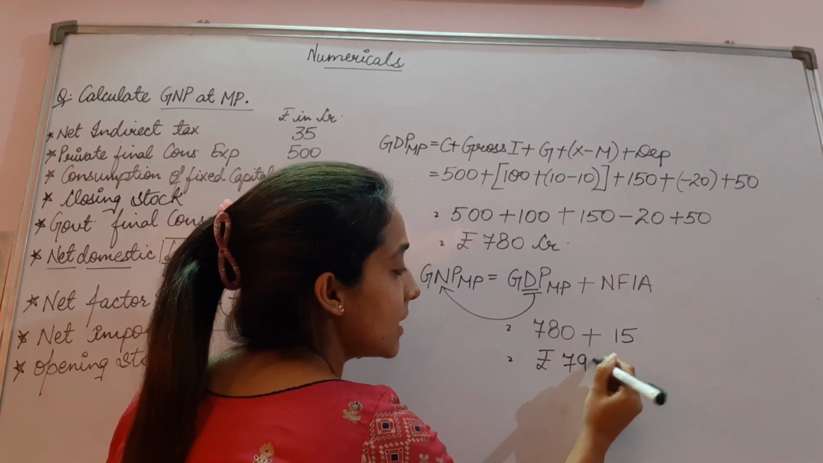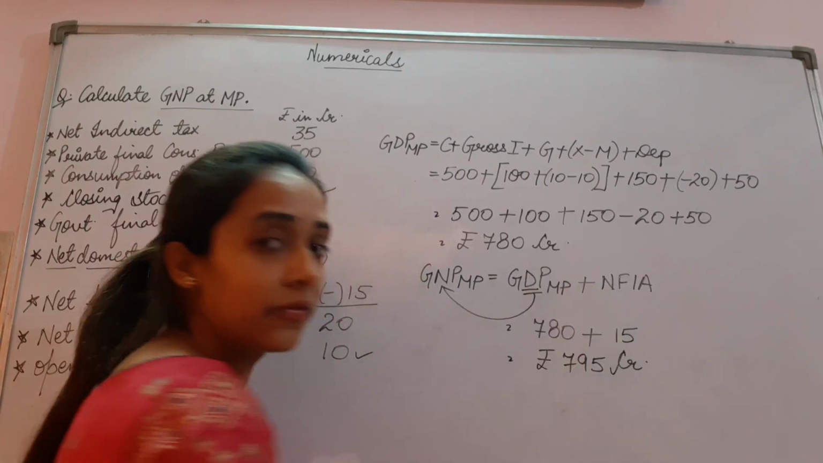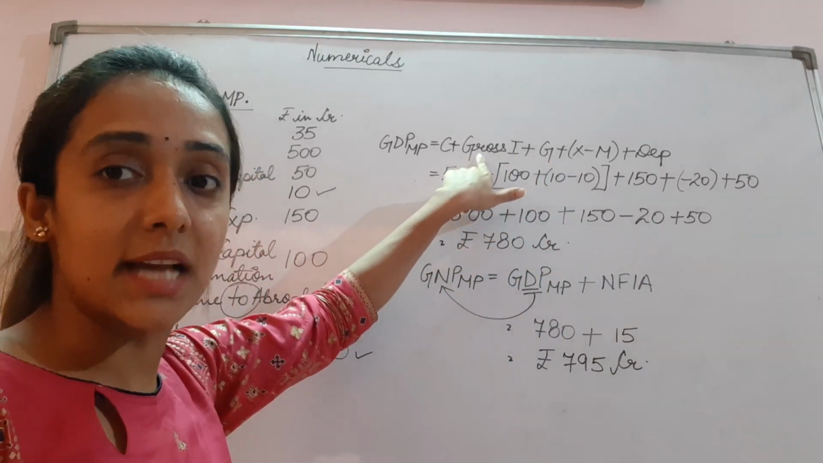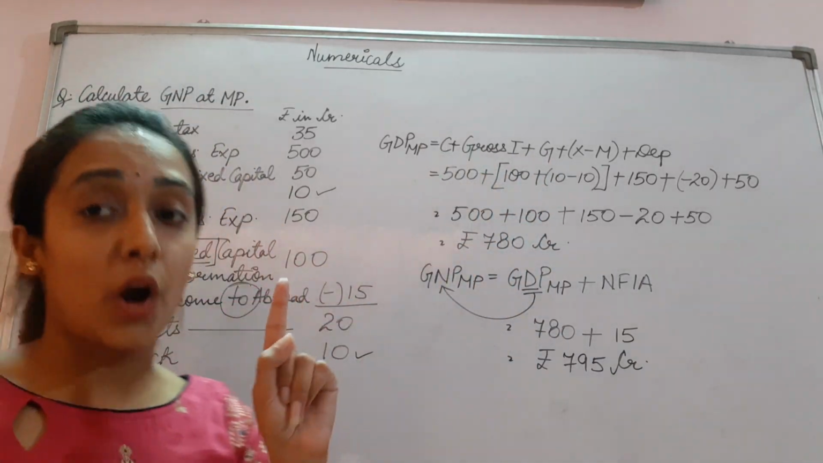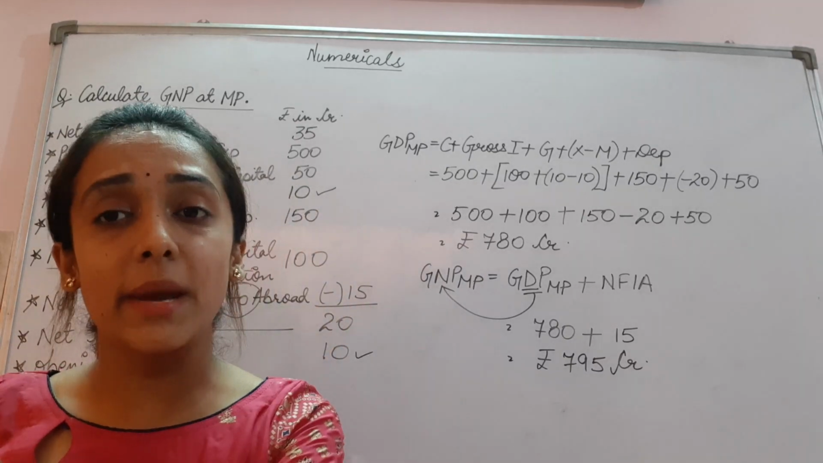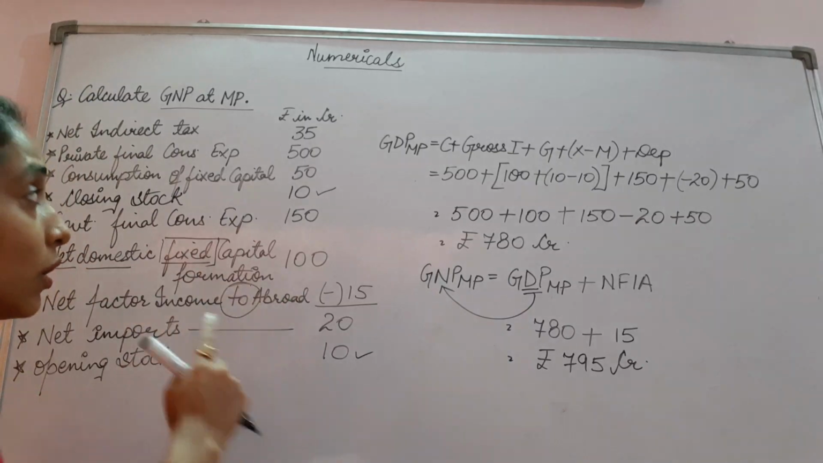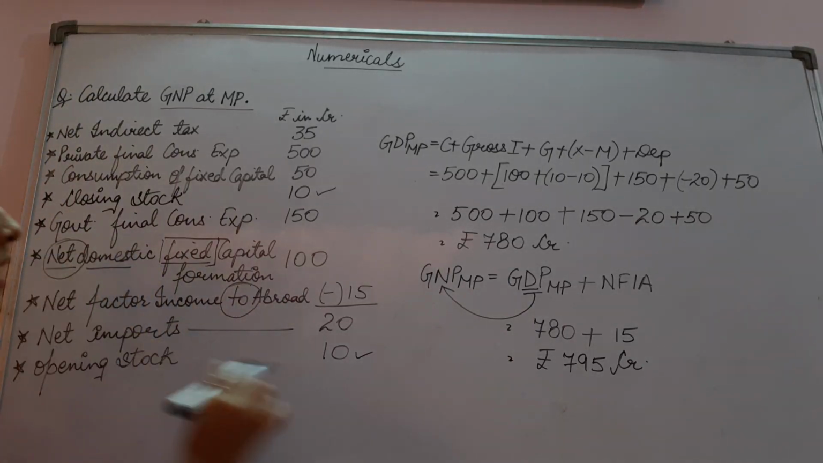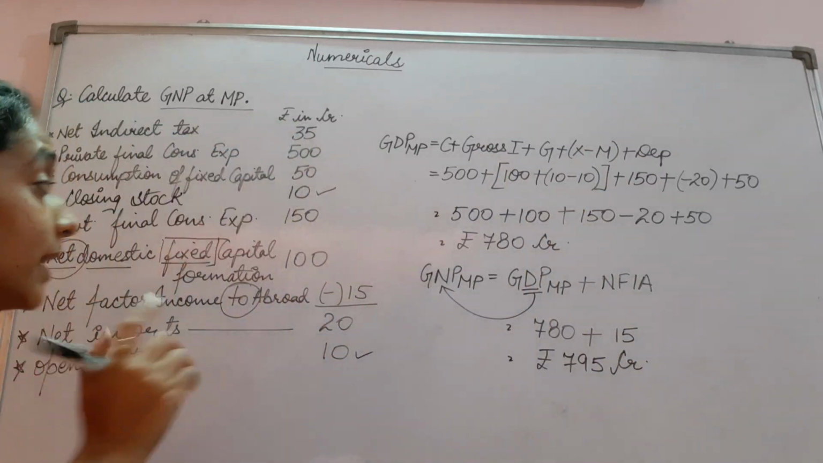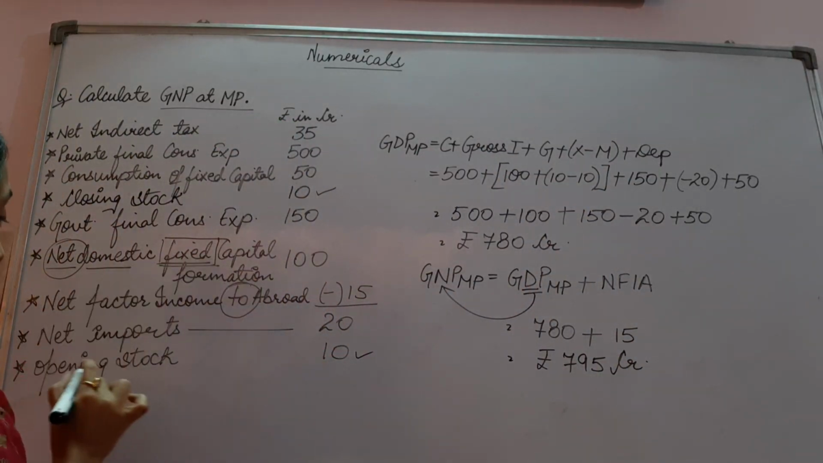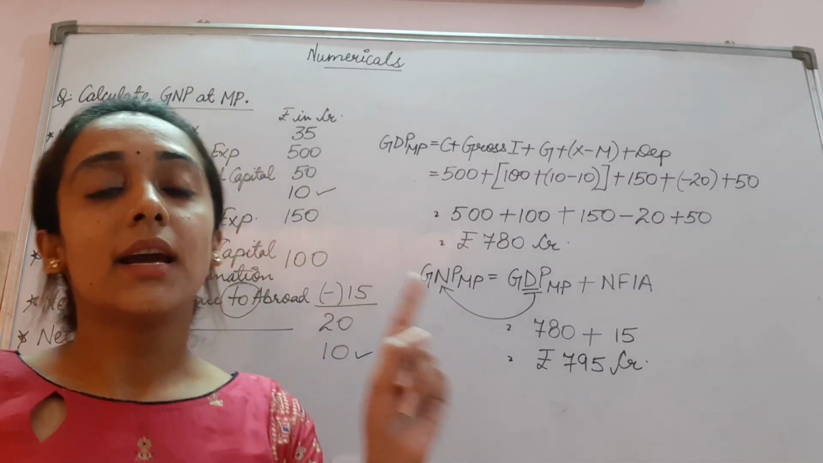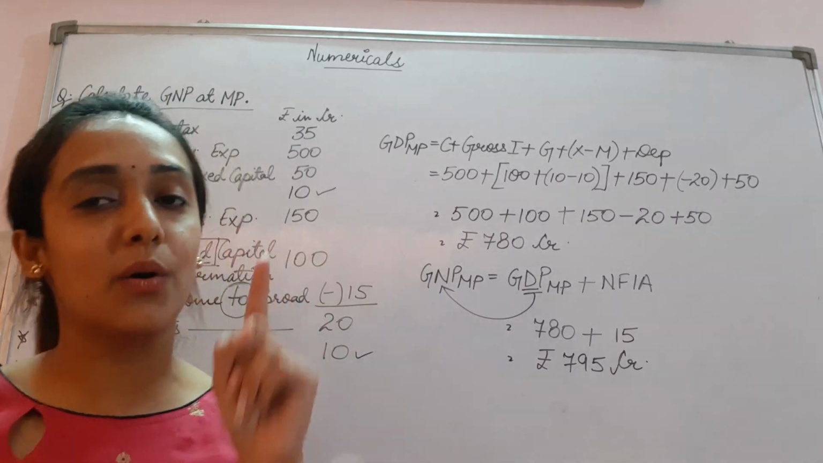The answer will be 795 crores. Once again I am explaining this gross I. Gross I is gross domestic capital formation, but we are given net domestic capital formation. So for converting net into gross, we have added depreciation, and since it is given as fixed, we will add change in stock. Change in stock is closing stock minus opening stock.